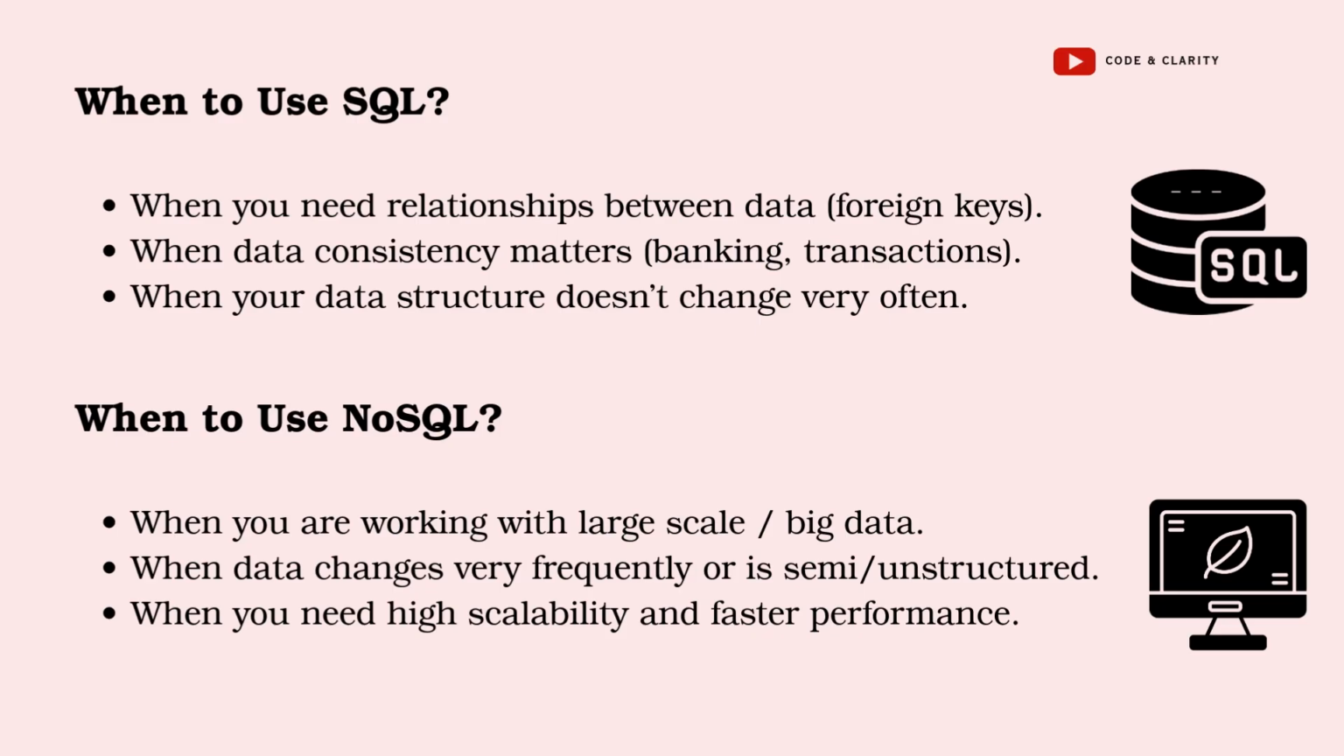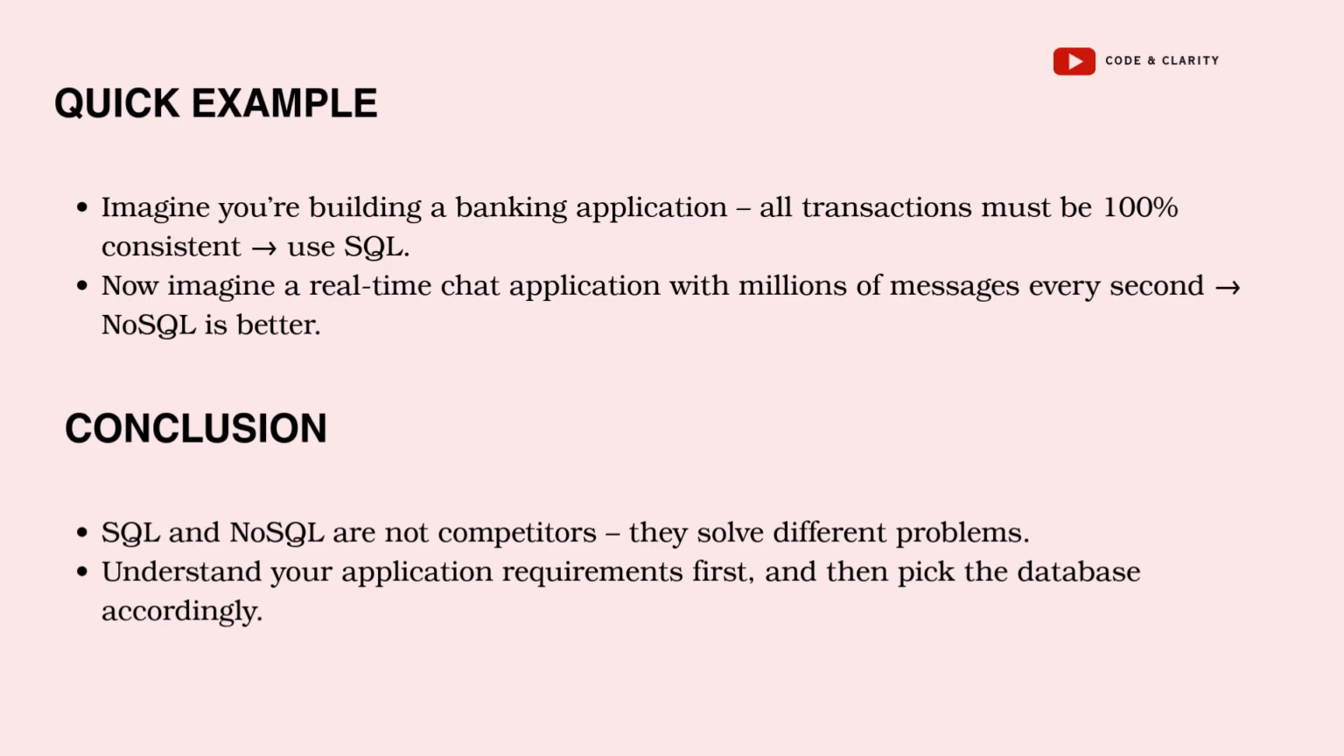Now, suppose when we are working with large scale or big data, and when the data changes very frequently and is semi-structured or unstructured, and when you need very high scalability and faster performance. So, for example, Instagram stores millions of posts every minute. Now the data keeps changing and the structure may vary in every case. So NoSQL works better in these cases because it is flexible and scalable. So these are the scenarios of when to use SQL and when to use NoSQL.